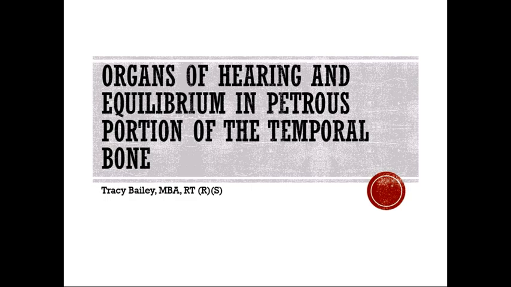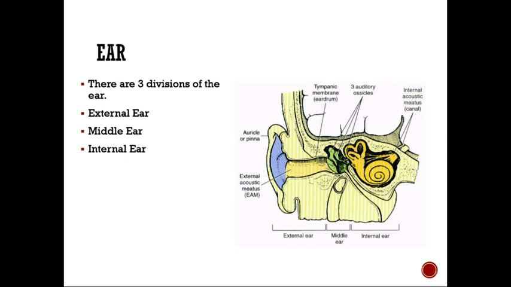Organs of hearing and equilibrium in the petrous portion of the temporal bone, also called mastoids and organs of hearing. In the ear we have three divisions. You can see here, starting here, we have the external, the middle, and internal ear.